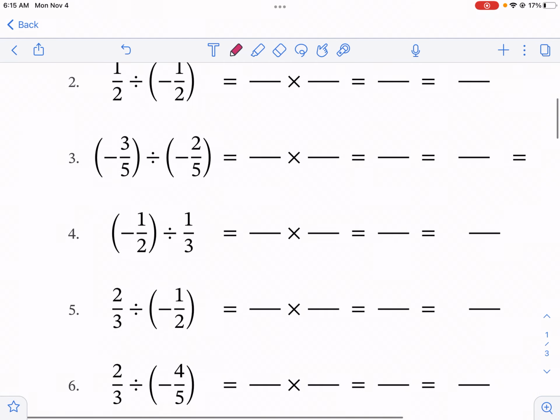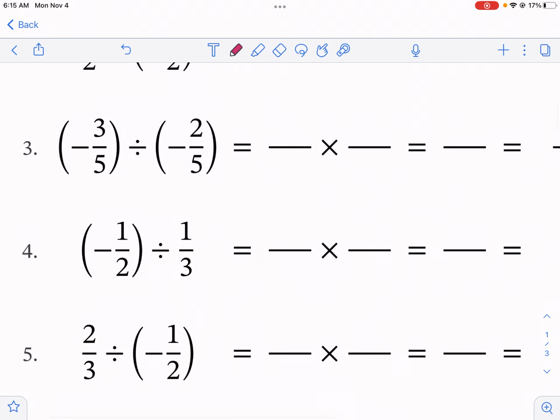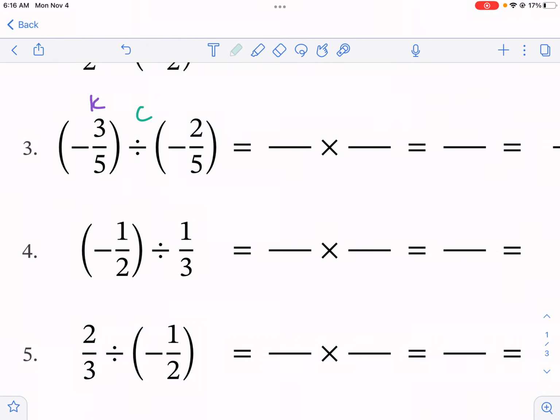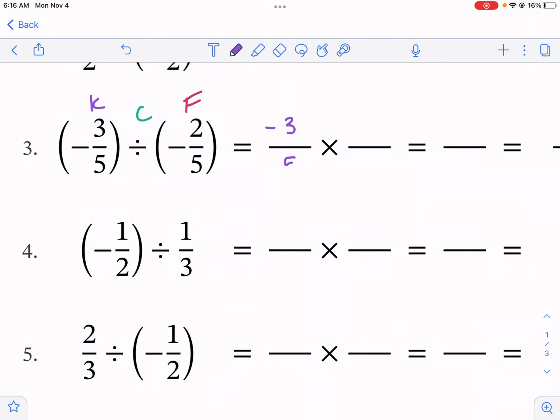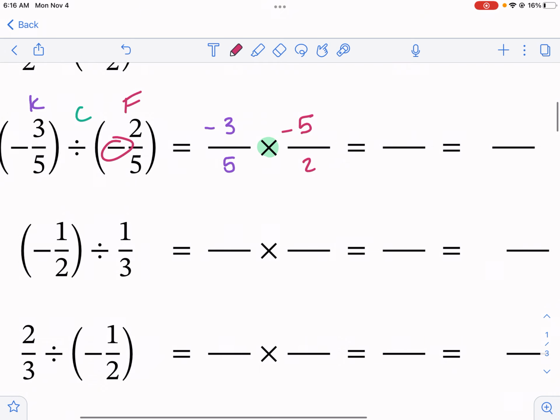Let's do one that doesn't have a half in it, so let's skip down to number 3. Number 3, okay, we're going to keep, change, flip again. So we're going to keep the first one the same. We're going to change to multiplication, and we are going to flip to multiply by the reciprocal. KCF, not KFC, KCF. So the first one, we're going to keep as negative 3 over 5. We're going to change it to multiplication, already done. And then we are going to flip this fraction to be 5 over 2. Now, you're going to keep the negative sign. The negative sign still stays there.